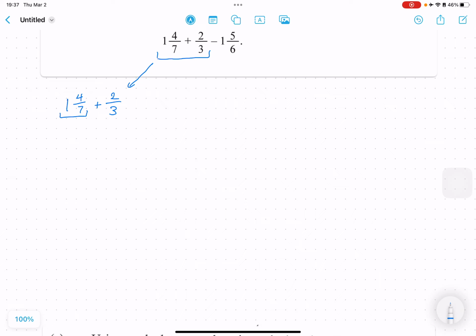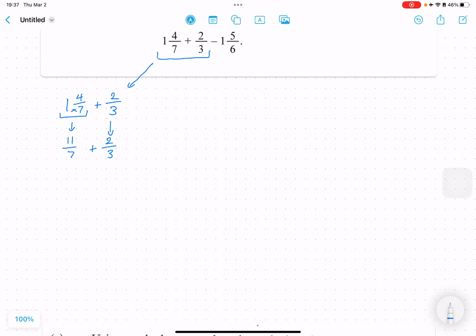And how do we do that? Very simple. To convert, we take the big number, which is the 1, and we multiply it by the denominator, which is the 7, and then we add that value to the numerator, which is the 4. So 1 and 4 over 7 becomes 1 multiplied by 7 plus 4, which is 11. So this becomes 11 over 7. And we'll bring down the 2 over 3 here. And this now becomes something that we could solve.